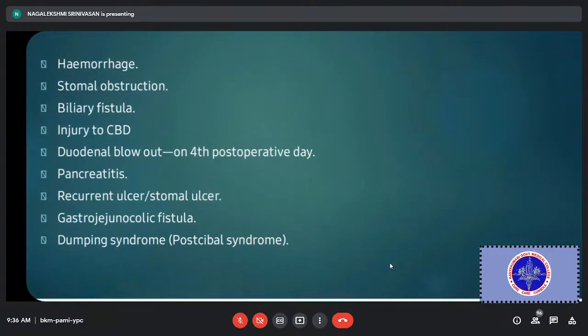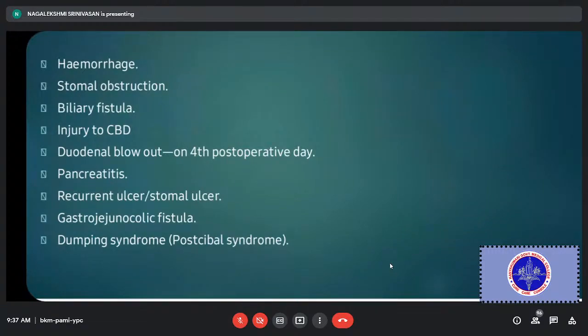Where does the CBD lie? Whenever you are going to the first part of the duodenum, the CBD goes behind the first part of the duodenum. So inadvertent injury to the CBD can occur when you are mobilizing the first part of the duodenum. In duodenal anastomosis, the duodenum is brought near the stomach and anastomosed. That time also you should be very careful to avoid injury to the CBD. So injury to the CBD can also occur.